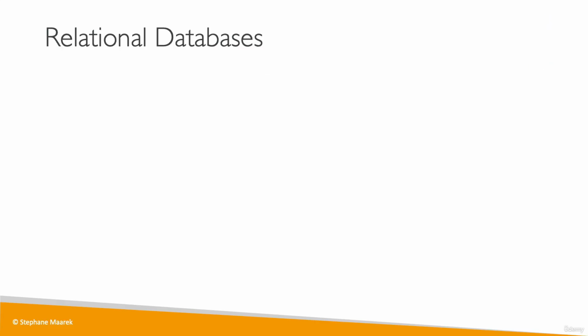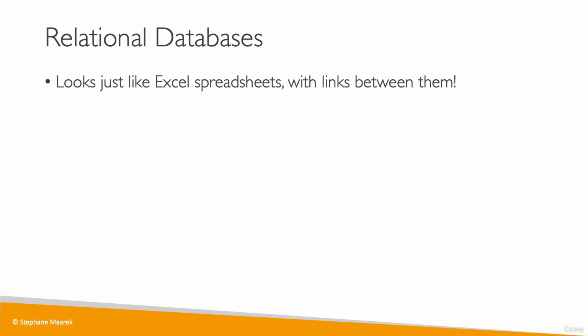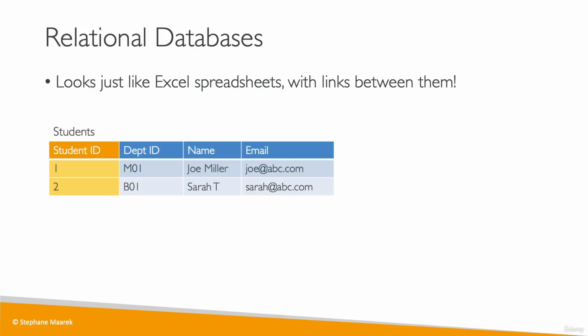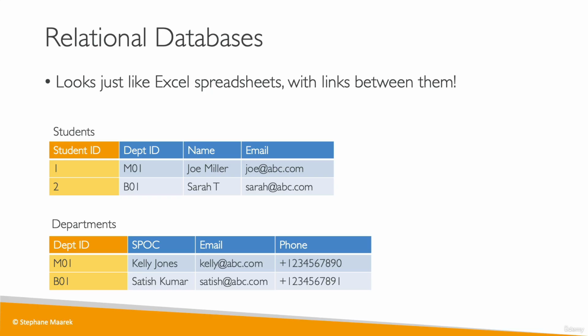So the first kind of database that has been very common and is still very common today is called relational databases. If you've used Excel before, you know Excel spreadsheets. This is just the same as Excel spreadsheets, but you have links between each table. So for example, we have the students table, and as we can see, we have 4 columns: a student ID, a department ID, a name, and an email. And then you would have a second spreadsheet called the department spreadsheet, which takes the department ID and adds more information. And the idea is that in a relational database, you are defining a relation between the department ID, the second column in the students table, and the first column of the departments table.